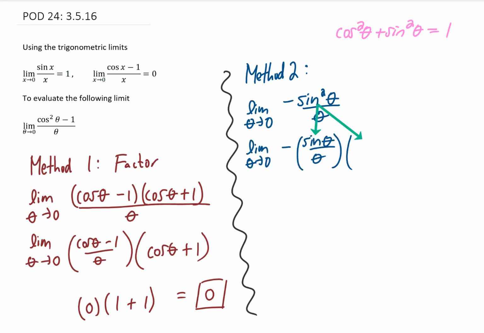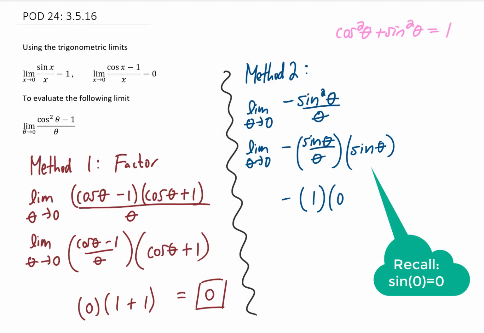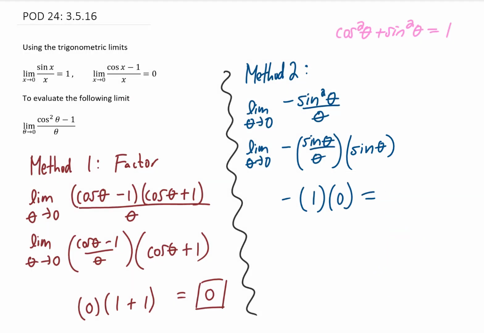Sine squared theta is just sine times sine. So I'm going to split those two sines into two pieces. Now let's see if we can take the limit. We're given that the limit of this piece of the function as theta goes to 0 equals 1. But what happens to sine of theta as theta goes to 0? Well, sine of 0 is just 0, as you'll recall from your trig class. So the final answer is going to be negative 1 times 0, which again is just an answer of 0.